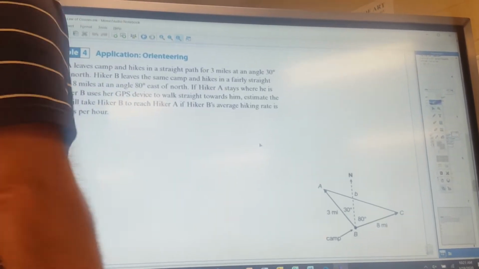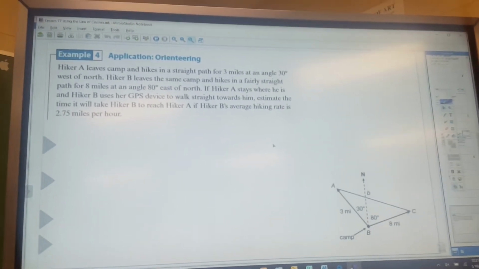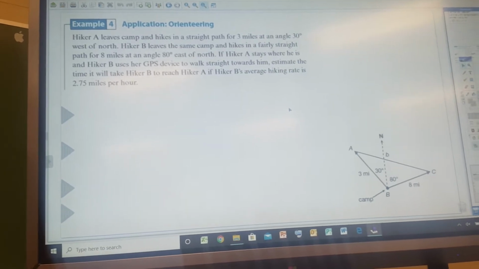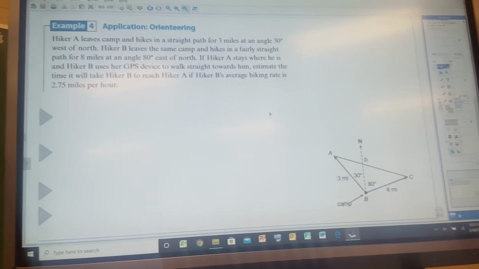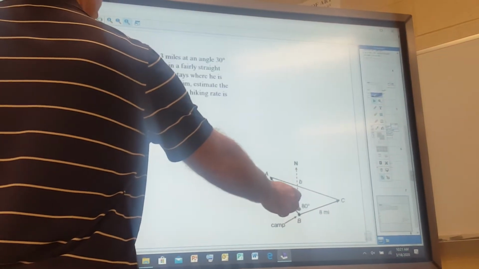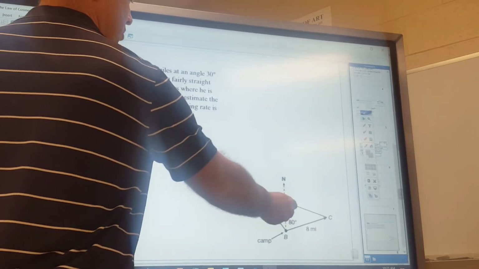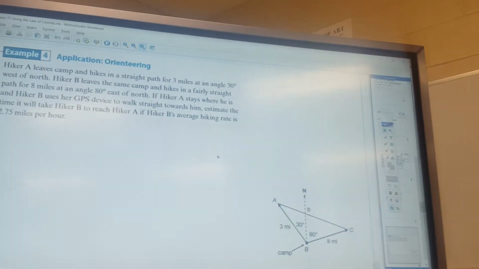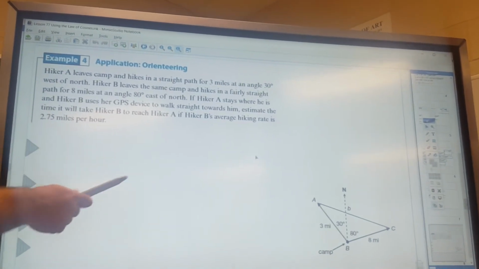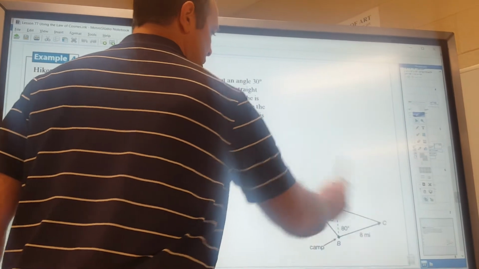Okay, so we're still using the law of cosines here. It says a hiker leaves the camp and hikes in a straight path for 3 miles at an angle of 30 degrees west of north. So here is this guy's path. He goes 3 miles, 30 degrees west of north. So they've measured at 30 degrees, he goes that way. Hiker B leaves the same camp and hikes in a fairly straight path for 8 miles at an angle of 80 degrees. So this shows path B, he goes there.